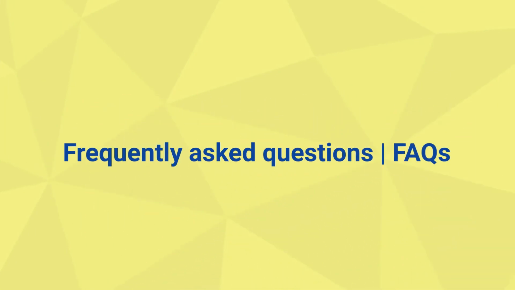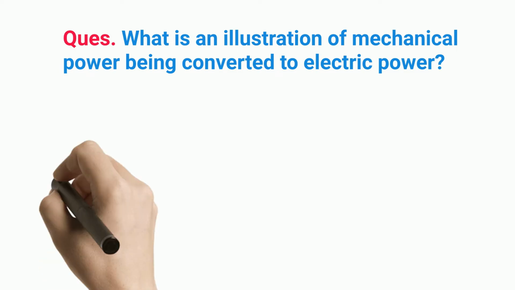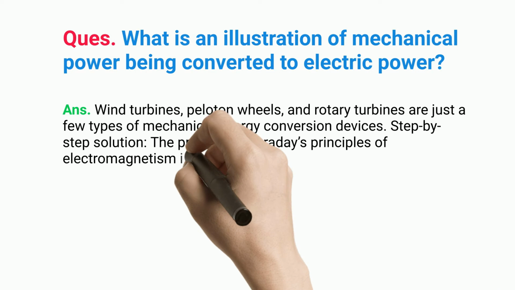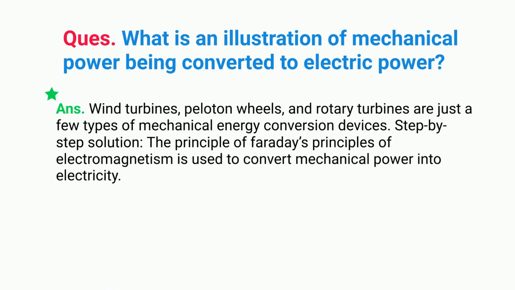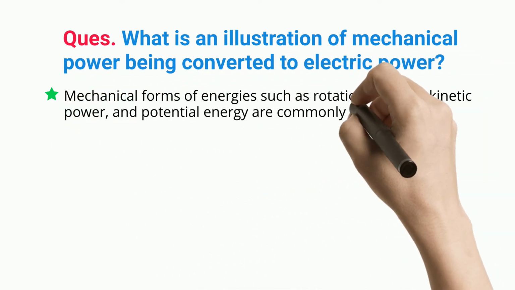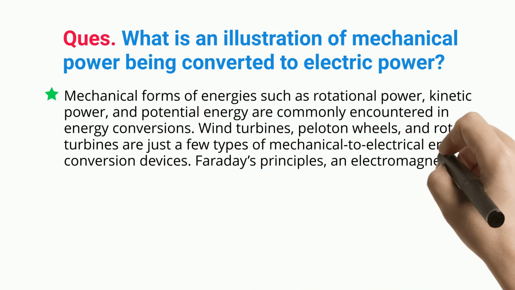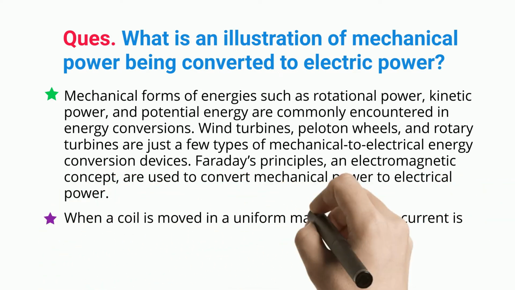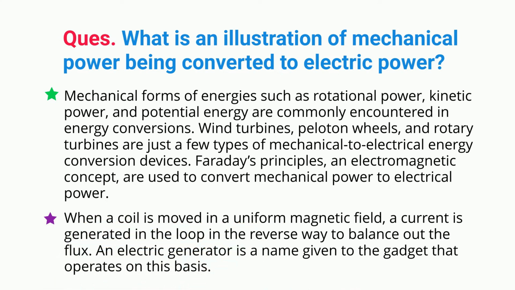Frequently asked questions (FAQs). Q. What is an illustration of mechanical power being converted to electric power? ANS. Wind turbines, Pelton wheels, and rotary turbines are just a few types of mechanical energy conversion devices. Step-by-step solution. Faraday's principles of electromagnetism are used to convert mechanical power into electricity. Mechanical forms of energy such as rotational energy, kinetic energy, and potential energy are commonly encountered in energy conversions. Wind turbines, Pelton wheels, and rotary turbines are just a few types of mechanical to electrical energy conversion devices. Faraday's principles and electromagnetic concepts are used to convert mechanical power to electrical power. When a coil is moved in a uniform magnetic field, a current is generated in the loop in the reverse way to balance out the flux. An electric generator is the name given to the device that operates on this basis.